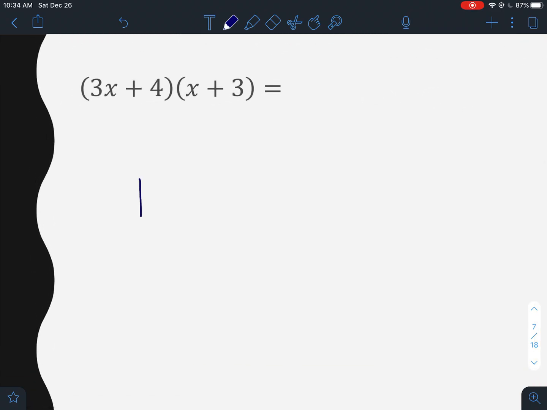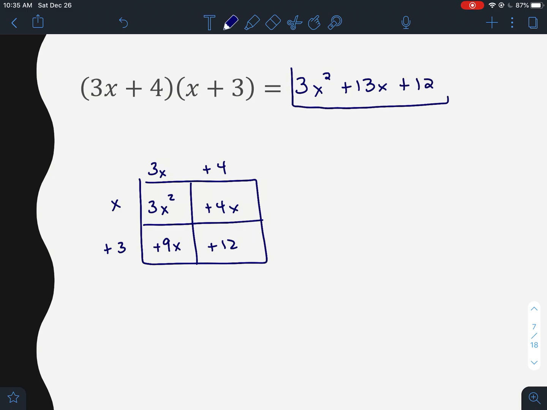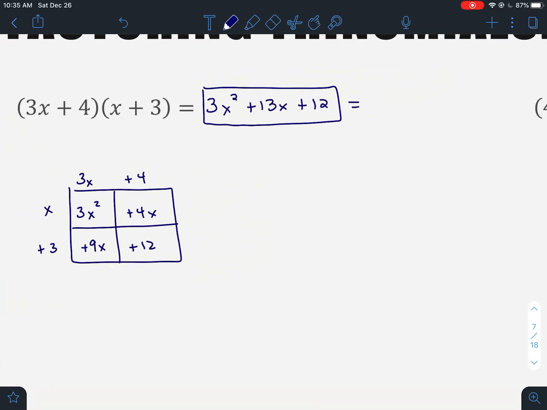So let's multiply one of these out first. If I took 3x plus 4 times x plus 3, we would get 3x squared plus 4x plus 9x plus 12. So this would end up being 3x squared plus 13x plus 12. So now our objective is going to be, how do we factor that trinomial back into the two parentheses that it came from?